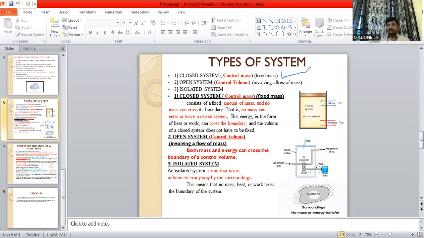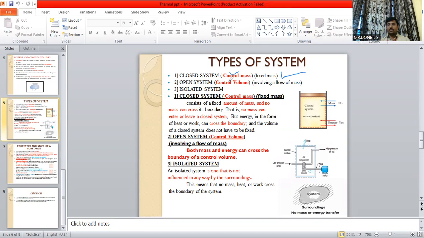First one is the closed system, which is also known as a control mass or fixed mass. The next system is the open system, which is also known as a control volume. Keep in mind that these are very important concepts. Closed system is nothing but a control mass, and open system is nothing but a control volume.